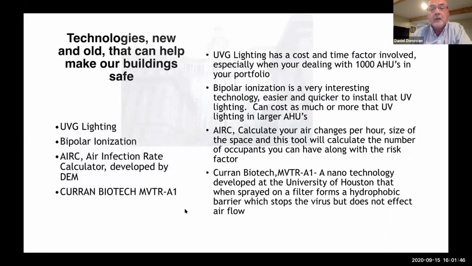And the last one that I'm going to talk about is Current Biotech. NVRT is their name for tracking it. It's out of the University of Houston. And the reaction I'm going to give you right now is it forms a hydrophobic barrier, okay? You spray it on a filter and it makes it waterproof and doesn't affect the airflow. So your reaction, I think there's 120 or 118 people on this call, to that statement is the exact same as mine when I heard it first. And that's why I'm kind of smiling.